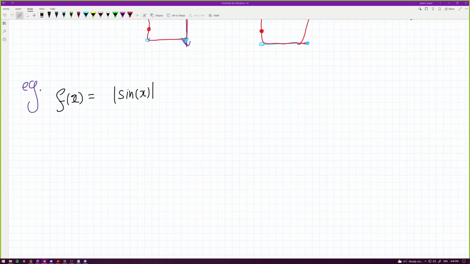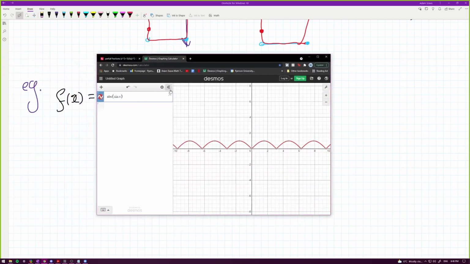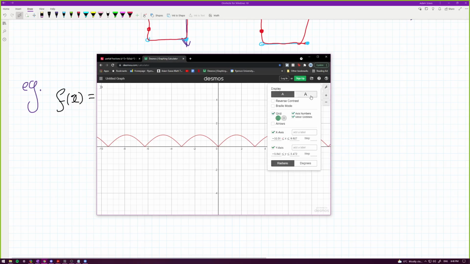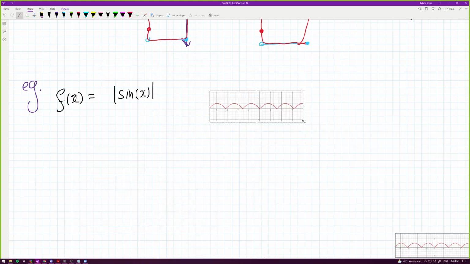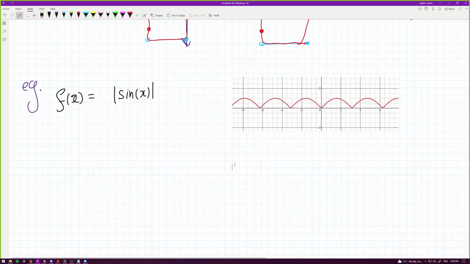The absolute value of sine x looks a little something like this. It's just something like that. Let me take a quick screenshot here and put it there. Okay, so there's our absolute value of sine x. What you want to notice is that it's an even function. That's going to come in useful because the Fourier series is going to simplify at that point.